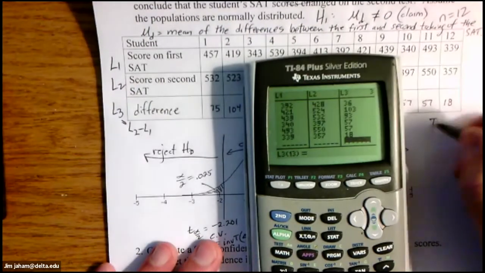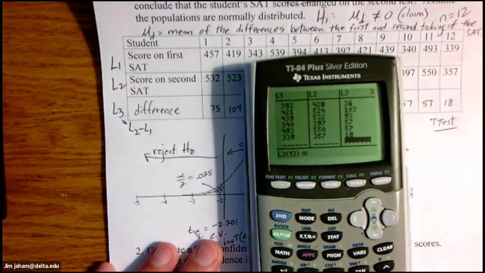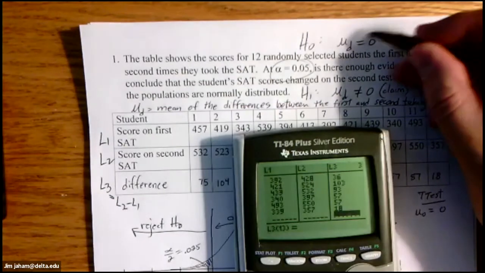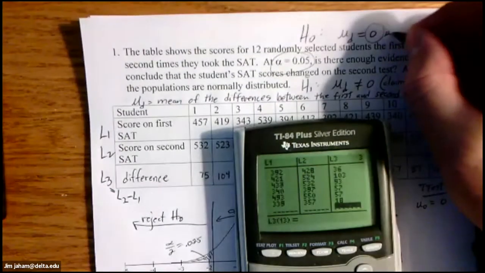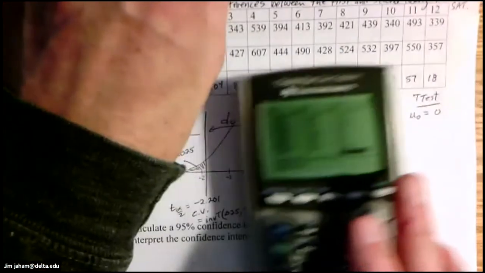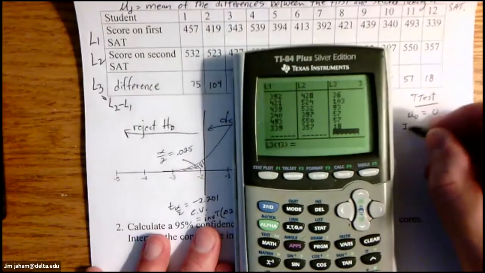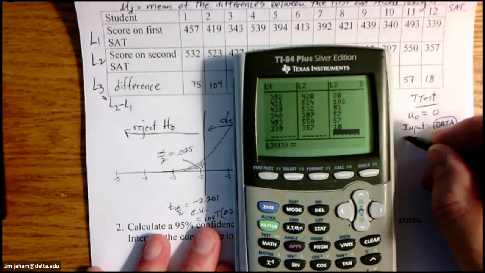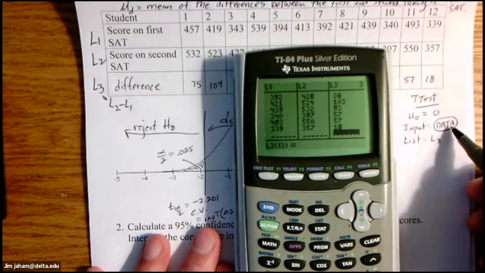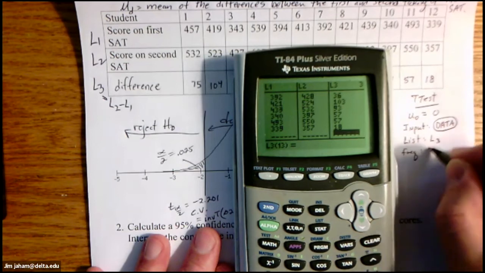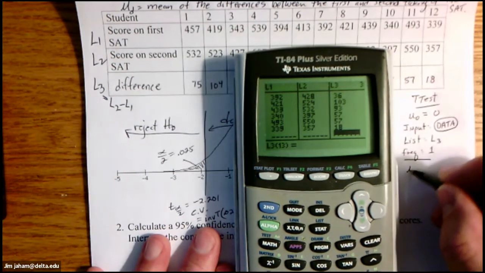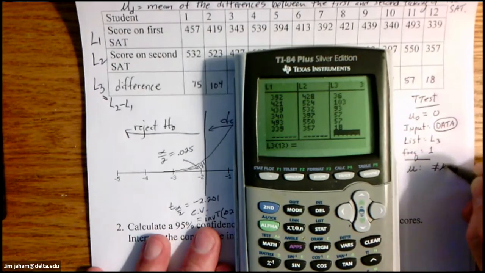All right, now we're going to do the t-test, and the mu0 value is going to equal 0. It's this number up here, mu0. The input, since we have the differences, the raw data in list L3, I'm going to select the data option, and refer them to the list. The frequency will be 1. And then that would give us the mean, the standard deviation, and the sample size that we know is 12. And then mu not equal to mu0.